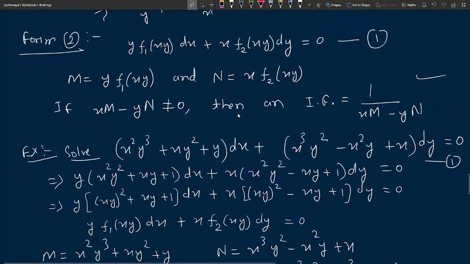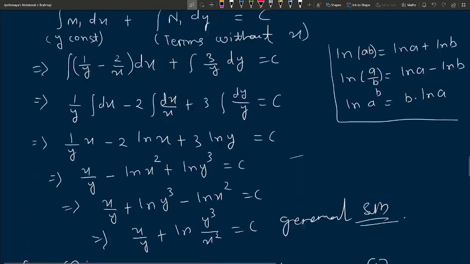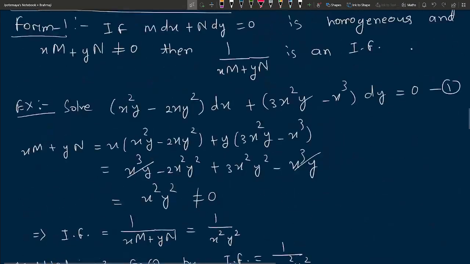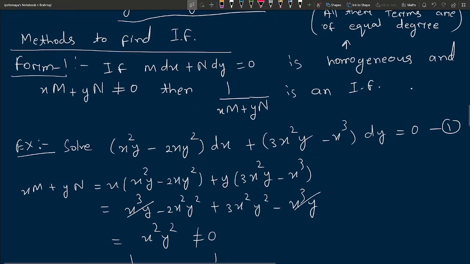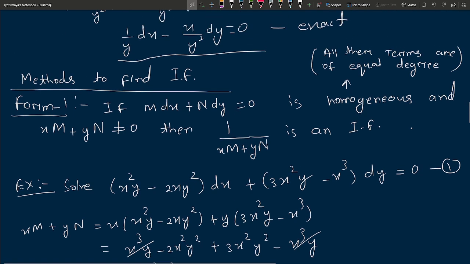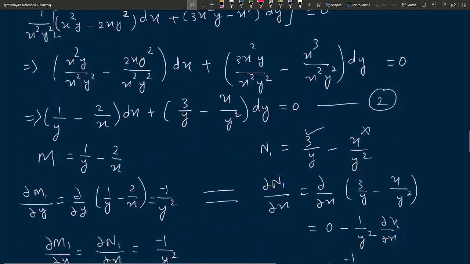So this is our form 2. Okay, now let's recall form 1. What was form 1? Form 1 is: if the equation is homogeneous, meaning every term is of equal degree, then if xM plus yN is non-zero, then 1/(xM + yN) is an integrating factor.